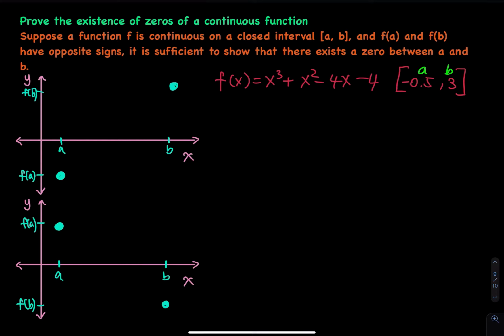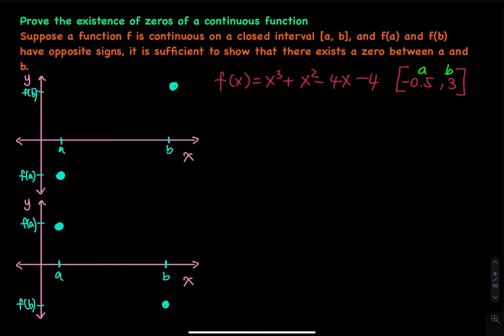Suppose a function f is continuous on a closed interval between x equals a and x equals b, and f of a and f of b have opposite signs. Under these circumstances, it is sufficient to show that there is a zero between a and b.